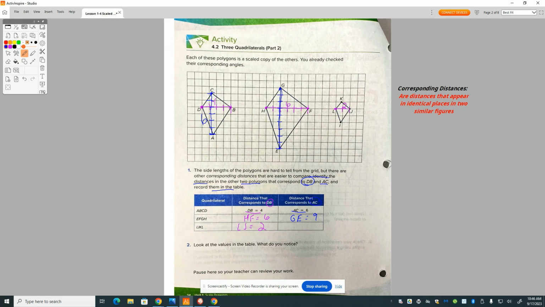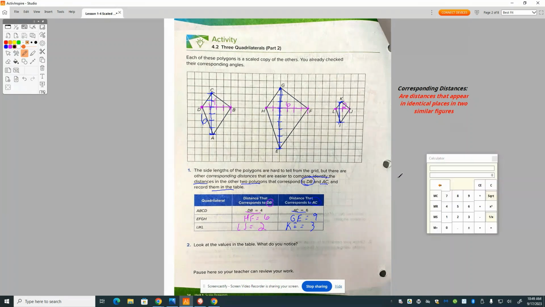Now, in our third figure, its corresponding distance would be from K to I. That distance would be 1, 2, and 3. We have our table complete. Let's go ahead and move on to question 2. They're asking us to look at the values in the table.